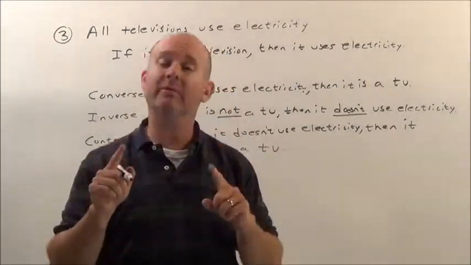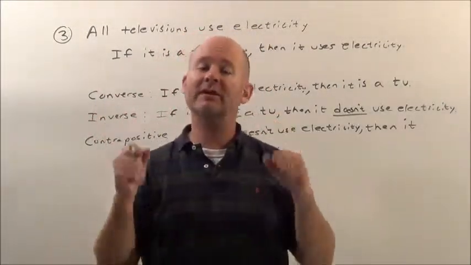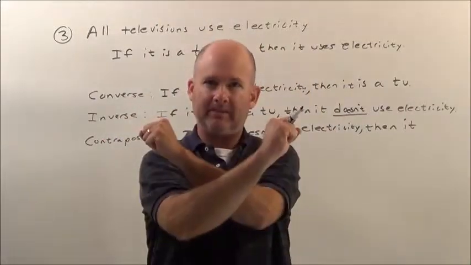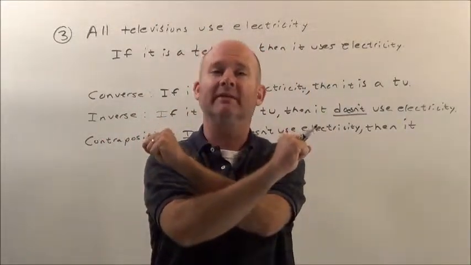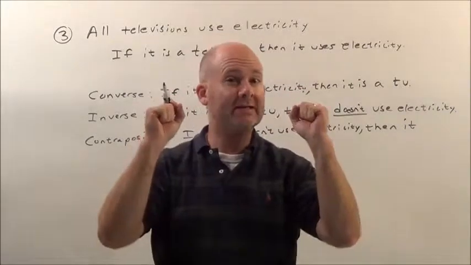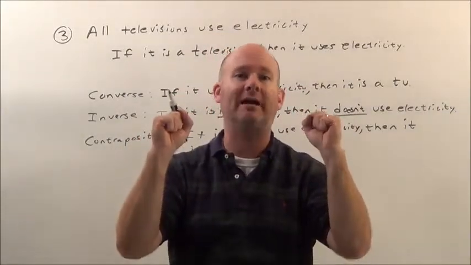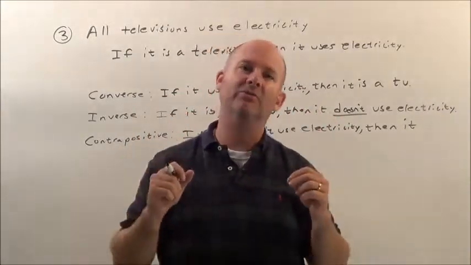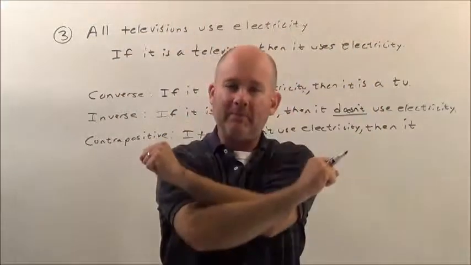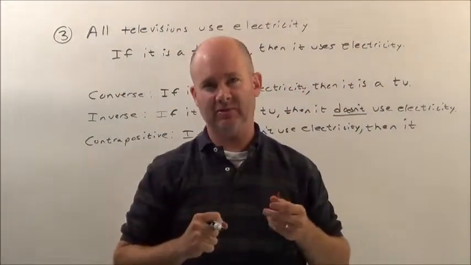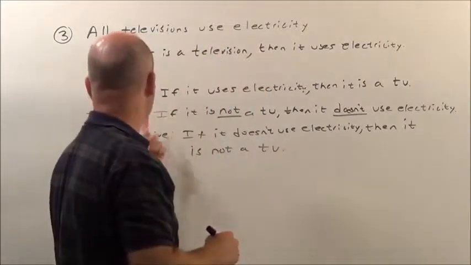Okay? So you just got to remember, it's pretty easy. Converse, think of your tennis shoes. You flip them. The if becomes the then becomes the if. The inverse, you leave them as they are, but you negate them. You make them both nots. And finally, the contrapositive, you're going to flip them and you're going to negate them, change them to nots. That's what we have right there.